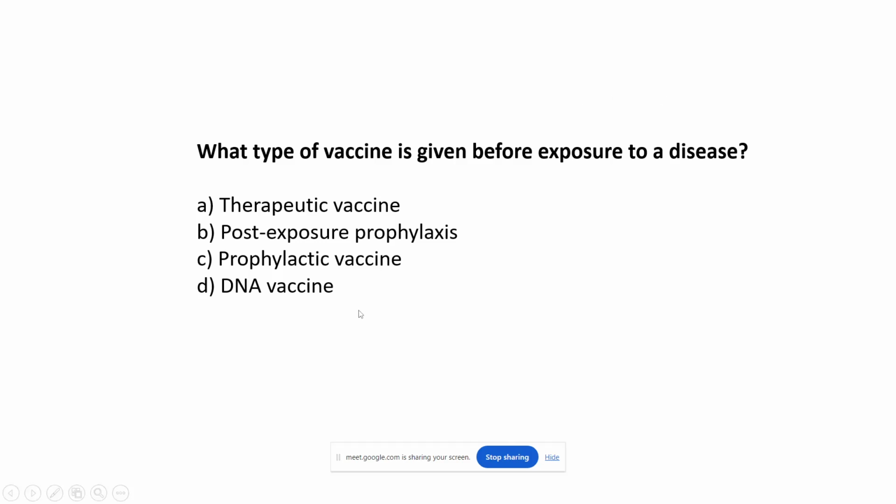So, prophylactic is the vaccine that is given before exposure to a disease, and post exposure prophylaxis is between exposure and actual development of the disease, in that time period, and a therapeutic vaccine is given after the disease has developed. So, option C, prophylactic vaccine, is the correct answer.